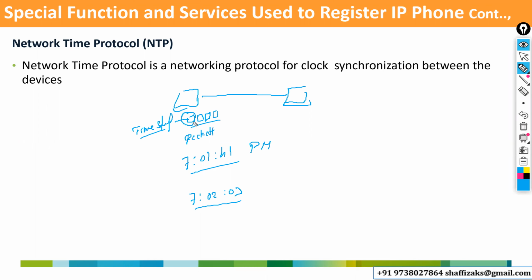But when it is adding the timestamp, when you are communicating from source to destination, in both source and destination the time should be the same, right? Suppose this system time is different and that system time is different, then is it possible to communicate? It's not possible. If the time is different, or the time zone is different, then it's not possible to communicate.